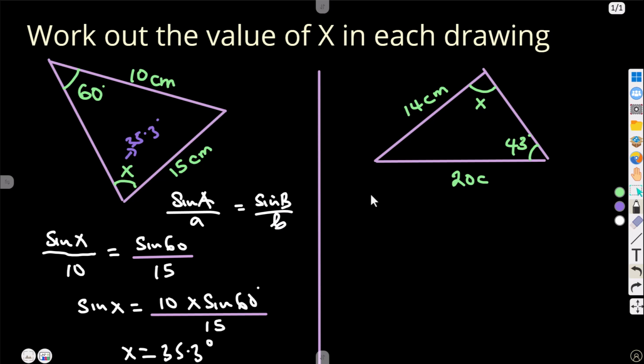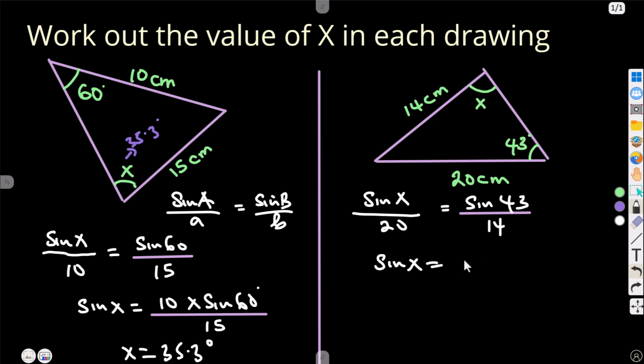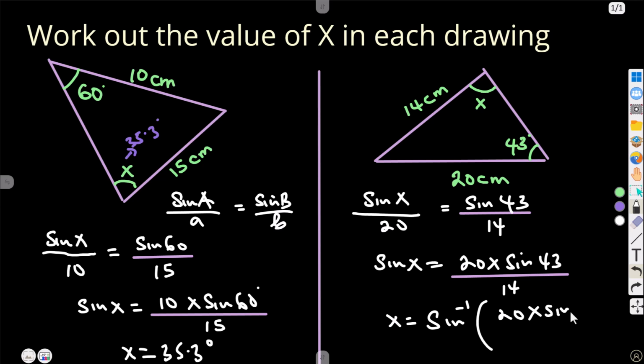Again, you want to do sine x divided by 20 centimeters, and sine 43 divided by 14. And so to get sine x, you multiply 20 times this number. So you get 20 times sine 43 and divide by 14. And to get x, you do the sine inverse for everything here. That's 20 times sine 43 divided by 14.